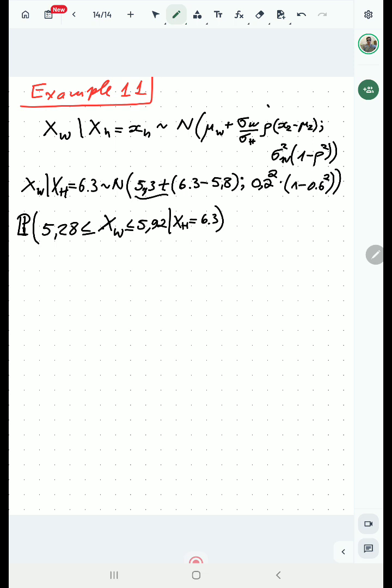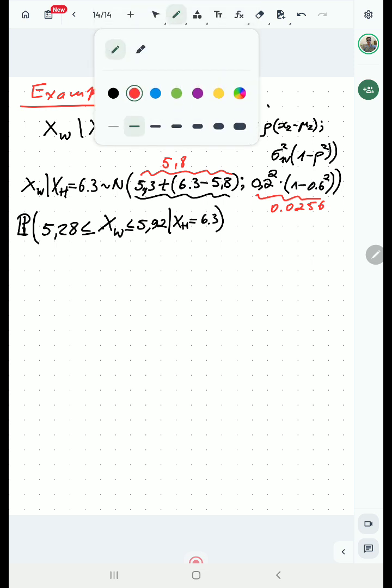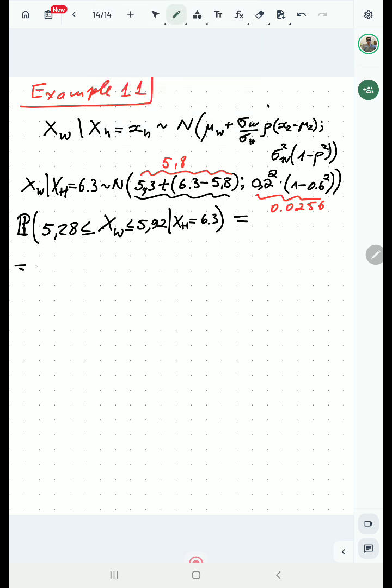We know that the conditional mean is going to be equal to this, let me calculate that, just a second. So let me rewrite it. I calculated these things. This one was equal to 5.8, and this one turned out to be 0.0256, right? So if you want to find this probability, you have to normalize. You have to convert it to z. So it's going to be 5.28 minus the conditional mean, which is 5.8, divided by the standard deviation, which is the square root of 0.0256. Let me find that. The square root of 0.0256 gives you 0.16.